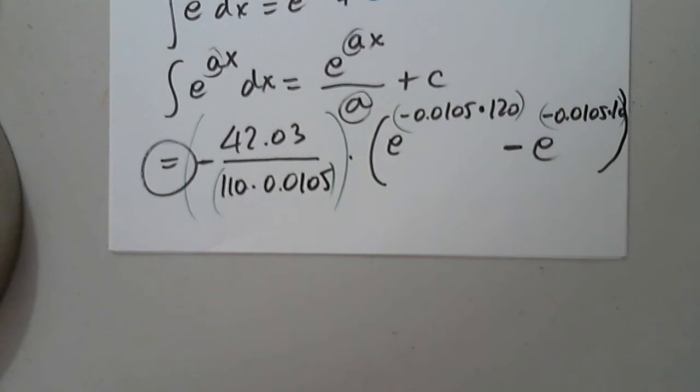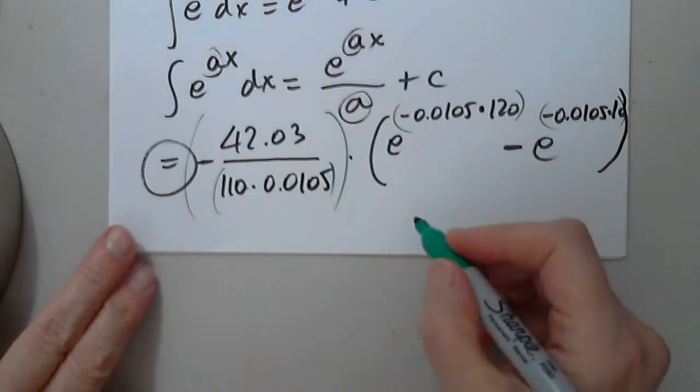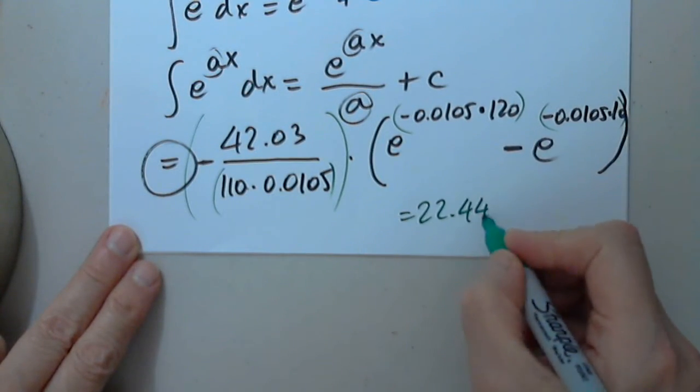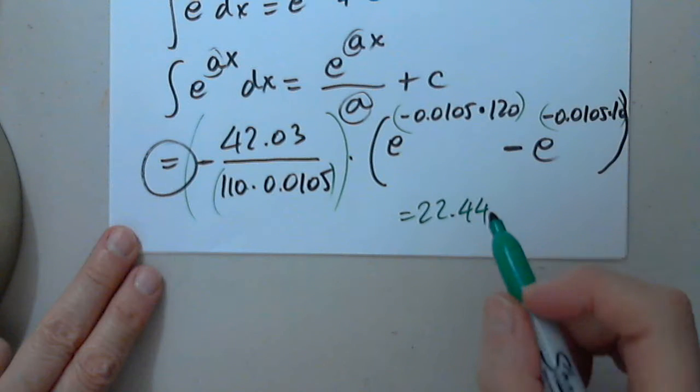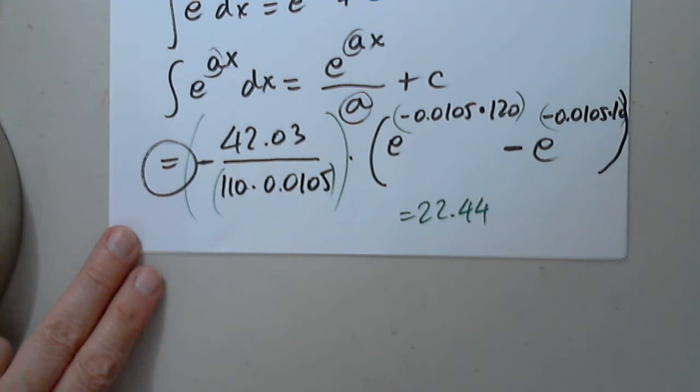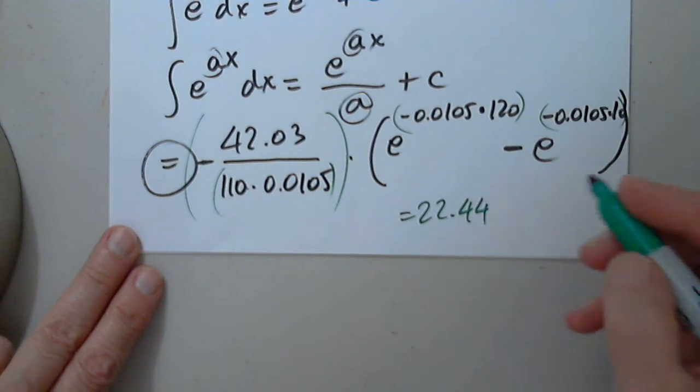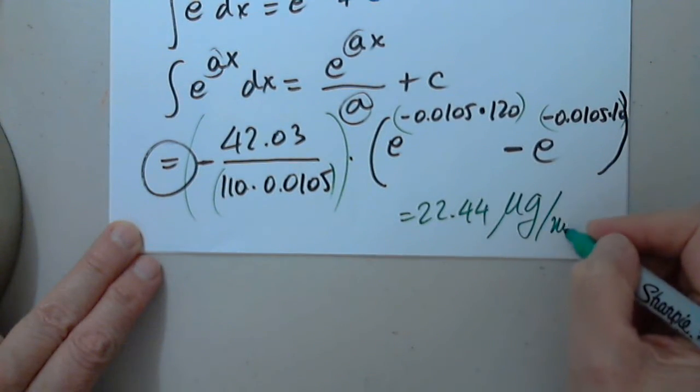And when I press enter, I get 22.44, and it's the average, and it has to have the same measurement unit. It was in micrograms per milliliter. Micrograms per milliliter.